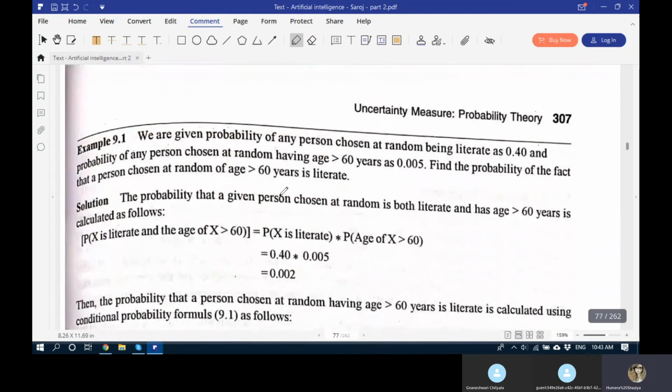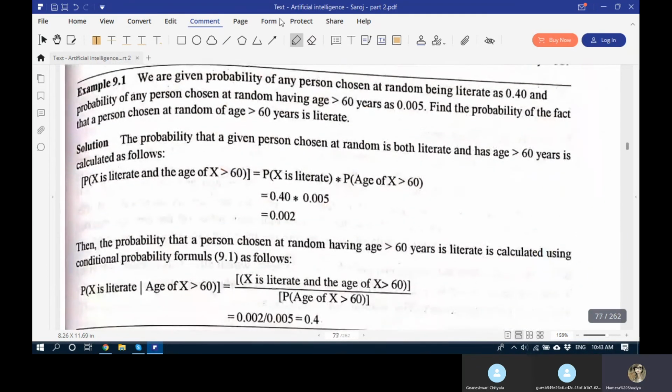Let us look at an example. Here the probability of a person chosen at random being illiterate is given to be 0.40, and the probability of any person chosen at random having age greater than 60 is 0.005. You have to find the probability that a person chosen at random of age greater than 60 years is literate.